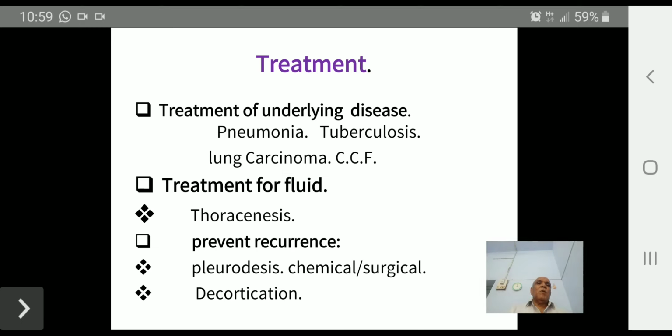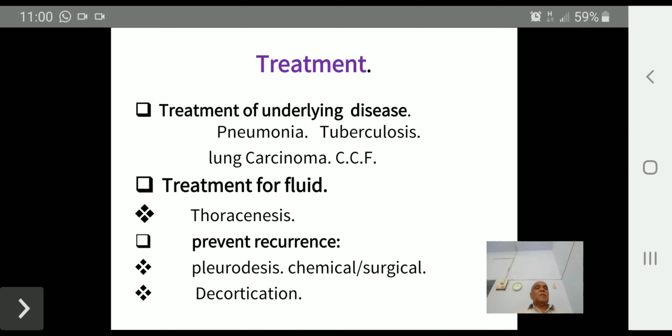And if you suspect carcinoma of the lung, you do a biopsy of the pleura, and for further management you may refer to a higher center. Now the treatment of the fluid. One, we do thoracocentesis. Indications of thoracocentesis are two: one is diagnostic, second is therapeutic.